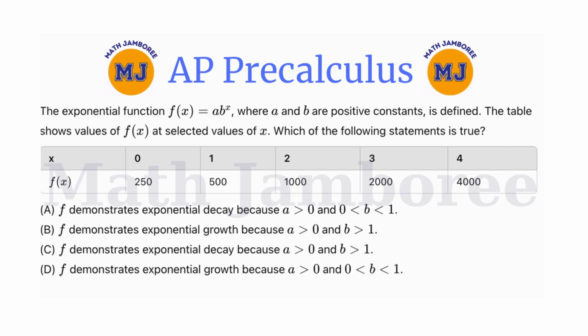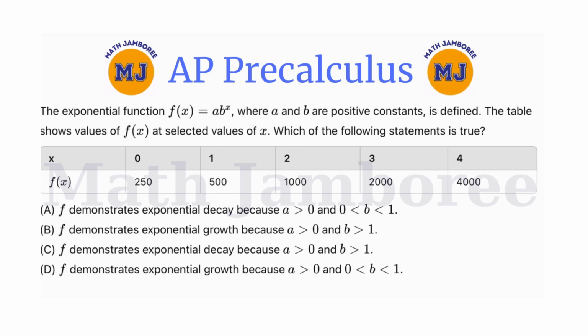In this video, we have another AP Precalculus type of question from the topic of exponential functions. Let's solve it together. The exponential function f of x is given as a times b to the power of x, where a and b are positive constants. The table shows values of f of x at selected values of x. Which of the following statements is true?